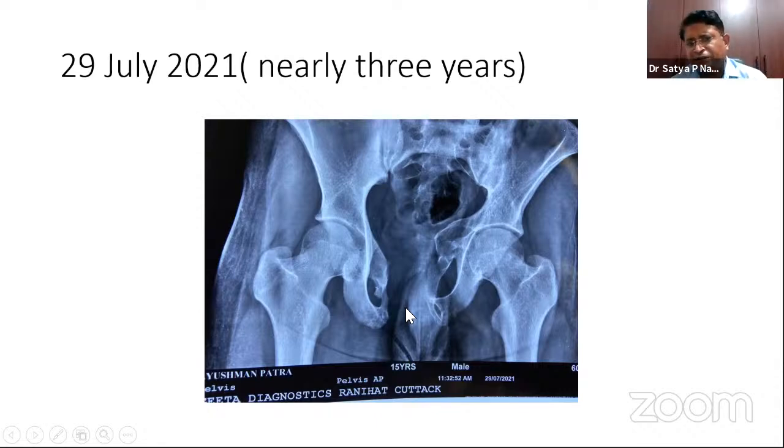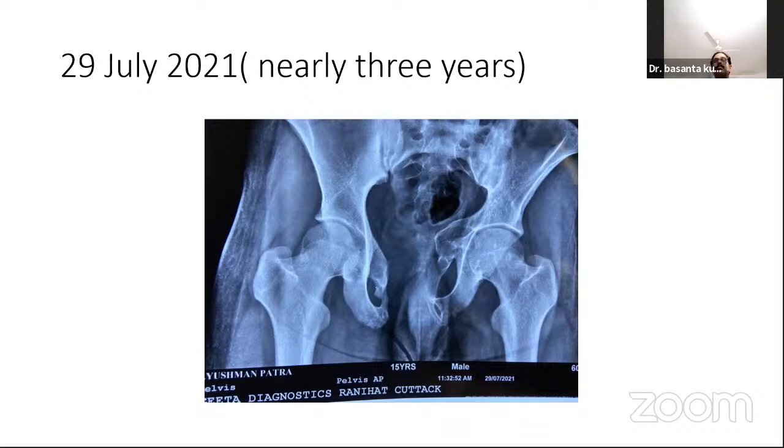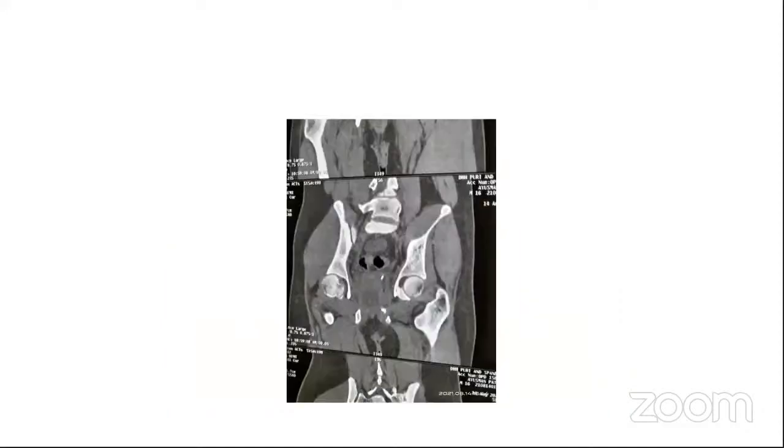Quite likely. They may get these problems in adult life, I think. Yes, the urologist will be able to tell it better, but they are likely to have these problems when it is a traumatic event. It is an excellent discussion, so we need to follow up this case.